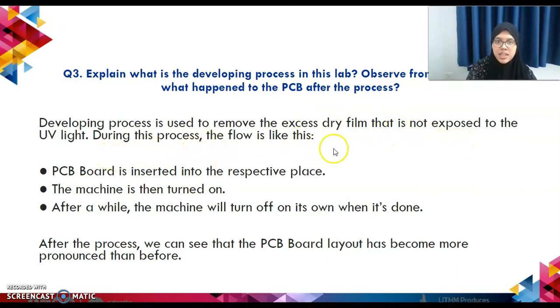During this process, the flow is like this. This I saw from the video that the doctor has given us. First, the PCB board is inserted into the respective place. In the video, it is inserted into some type of net and then put inside the machine. After that, the machine is turned on. After a while, the machine will turn off on its own when it's done. After the process, we can see that the PCB board layout has become more pronounced than before. So basically, this process cleans up any excess dry film that is on the circuit.